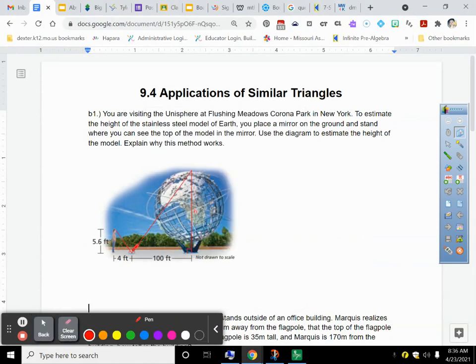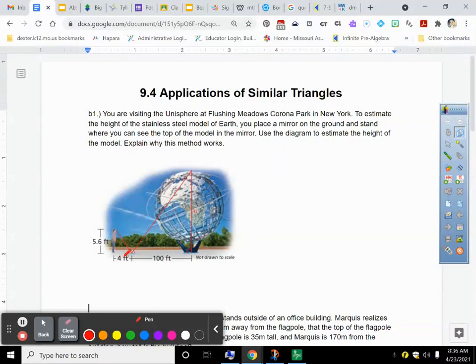right here's where your mirror's at, and the angle that you can see the top of the Earth is going to be the same angle that you're looking down. And if you notice, those two angles are marked congruent. Okay. Also, this is a 90-degree angle from the vertical line here, the height of the Earth and the ground.